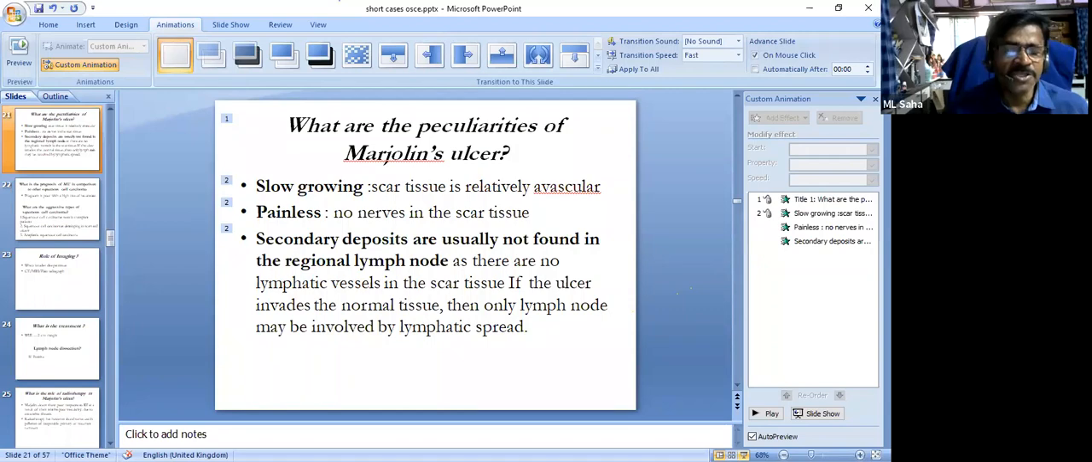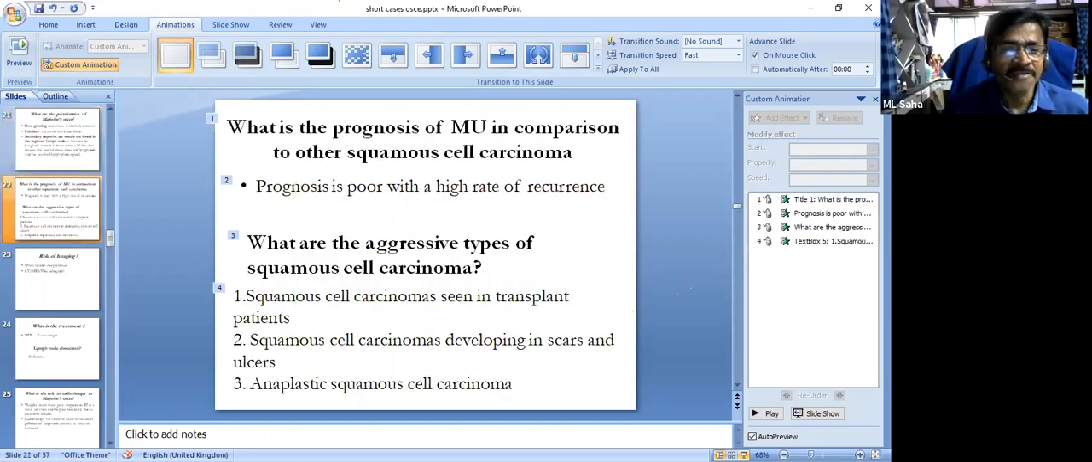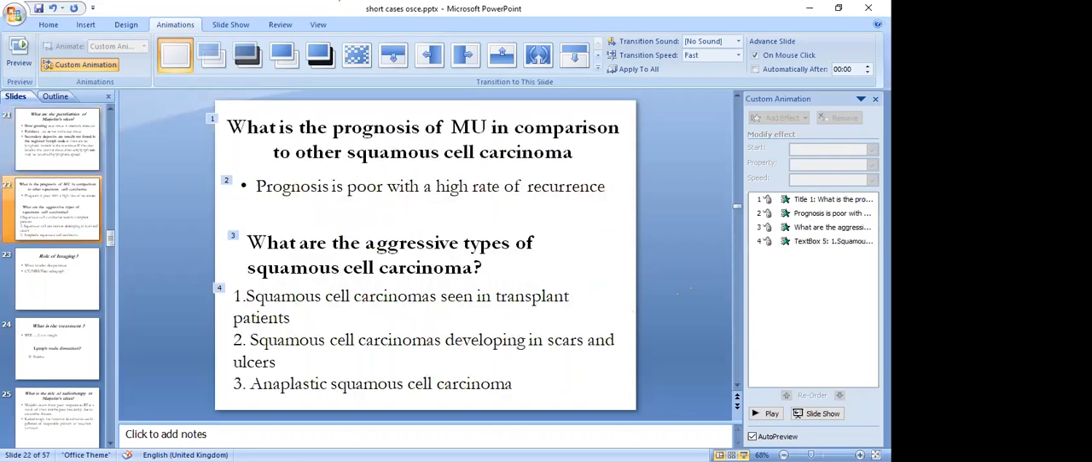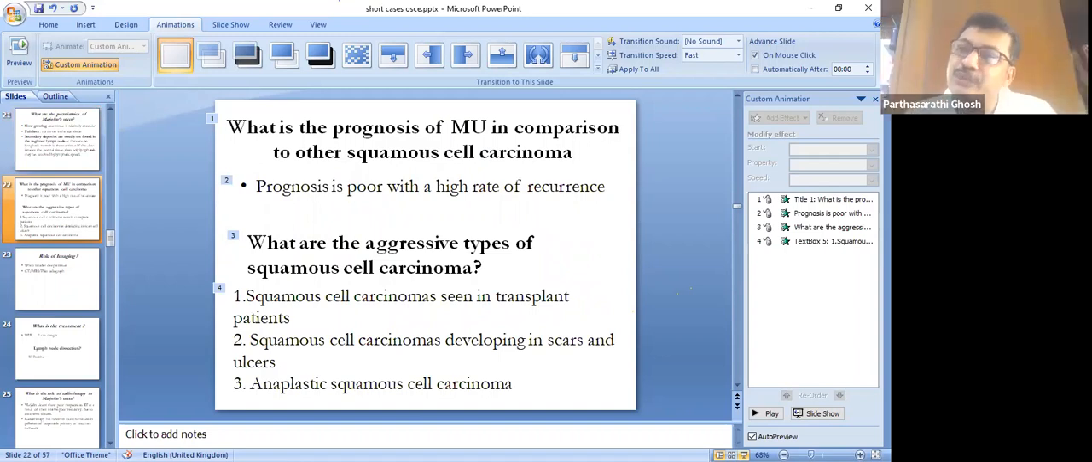Actually, this is described as a low grade marginal ulcer, a low grade squamous cell carcinoma, and obviously the prognosis will be better than a squamous cell carcinoma if detected early, sir. But actually, the prognosis is poor in case of marginal ulcer, and the aggressive types of squamous cell carcinoma.